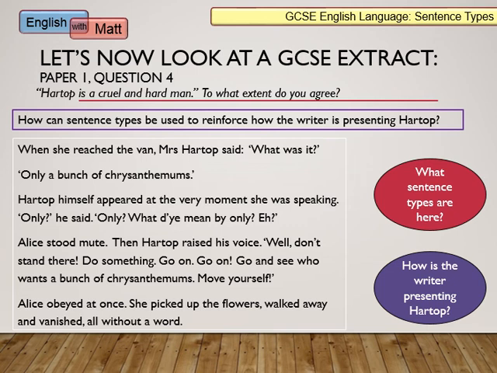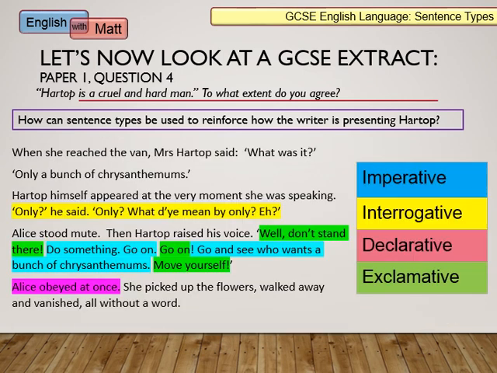So again, you can pause the video now and label what sentence types these are. Don't highlight everything. You don't need to highlight everything. Just highlight what you regard to be the most significant sentences, and in relation to the task, obviously. And also start to think about how the sentence types convey Hartop's character. We're being asked about him being cruel and hard and strict and quite authoritative and commanding as the father figure. How do the sentence types prove that he is those things? And then we'll discuss some possible points.